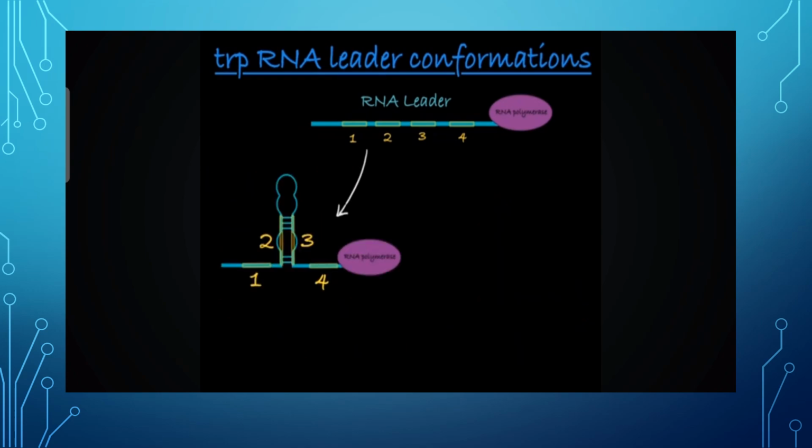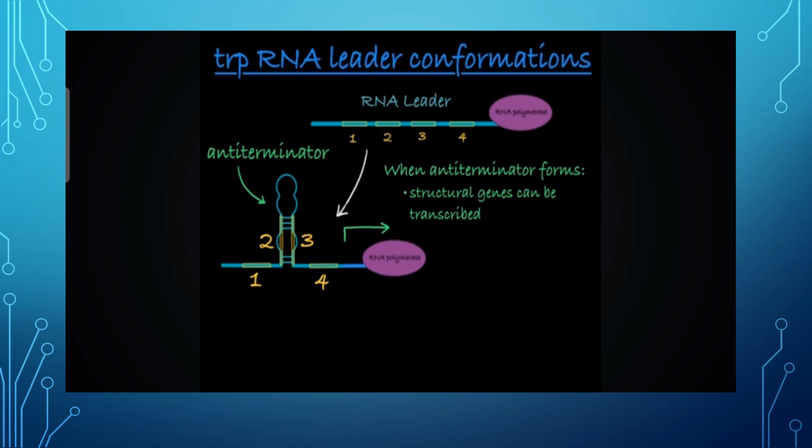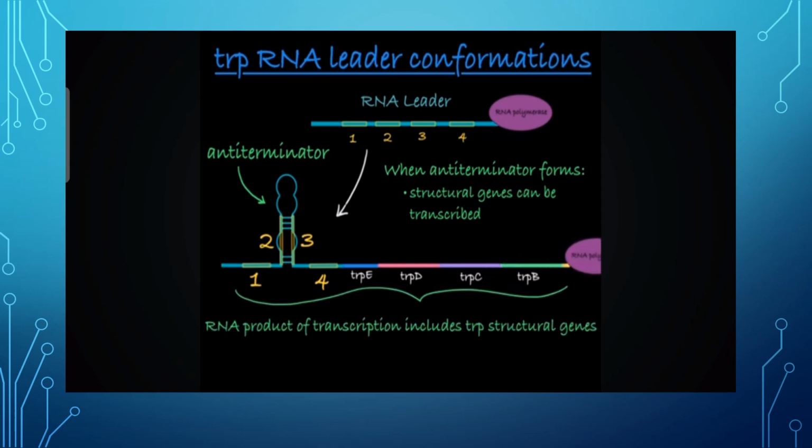Alternatively, when we see this formation, where the region 2 and 3 are bound together, we see this single hairpin loop form. This hairpin loop is called an anti-terminator. It will not interfere with the transcription of the structural genes, resulting in a longer RNA sequence produced by RNA polymerase, including the structural gene sequence. So the TRP structural genes can be expressed and tryptophan will be produced by the cell when the RNA leader creates this formation.